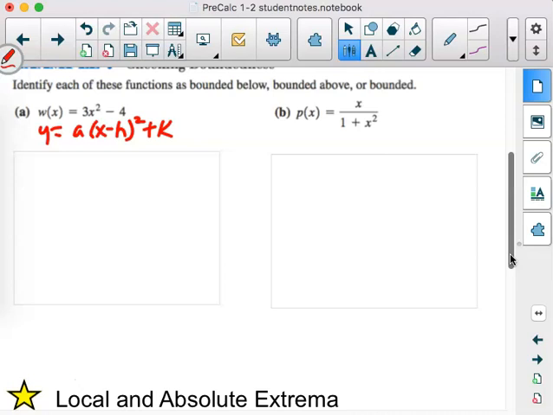A is really 3, so that's a vertical stretch, factor of 3. H is 0. That's why we don't see any of that there. And then we see the minus 4. So if we were going to graph this by hand, which, by the way, you wouldn't have to, remember that the objective we're trying to get to here is about boundedness. We would say, I'm going to graph 3x squared, and then I'm just going to move it down 4.